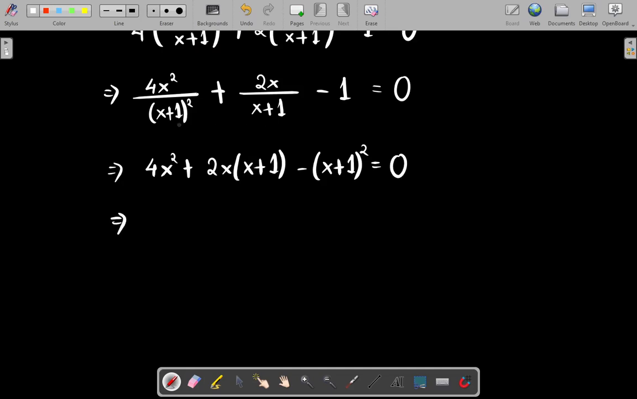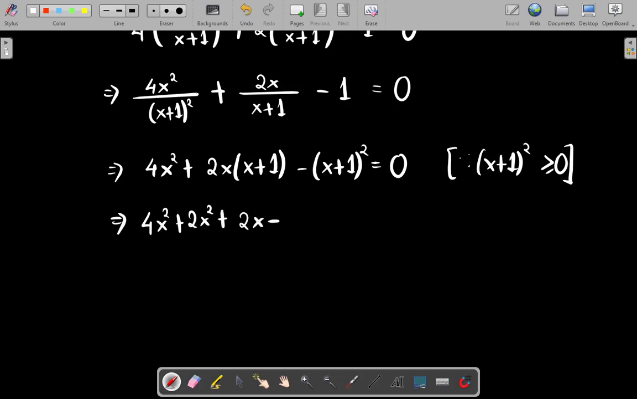I have taken the LCM, x plus 1 whole square, and cross multiplied it, since x plus 1 whole square is non-negative. On further simplification this becomes 4x square plus 2x square plus 2x, and on opening this square, minus x square minus 2x minus 1. So this quadratic equation becomes 4x square plus 2x square minus x square, which is 5x square, and then 2x and minus 2x cancel out, so this equation becomes 5x square minus 1.